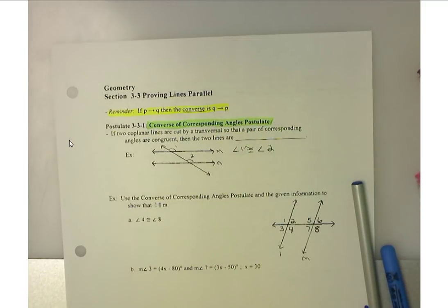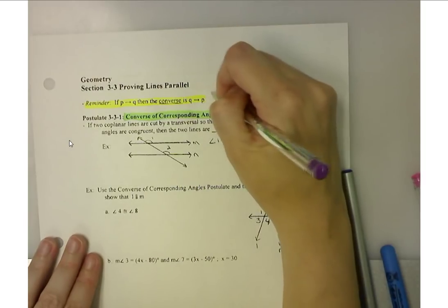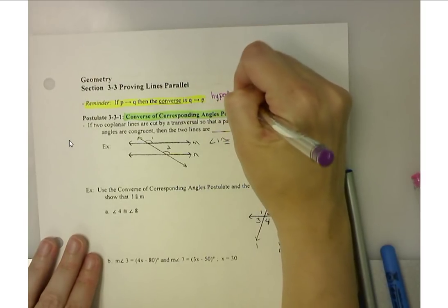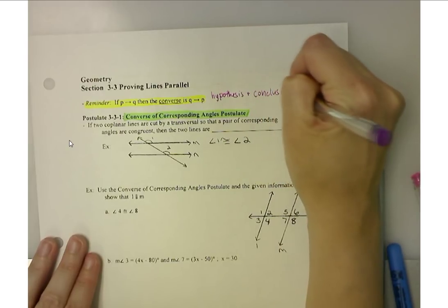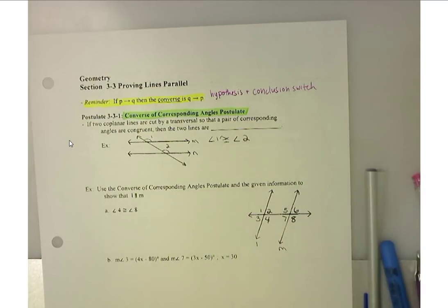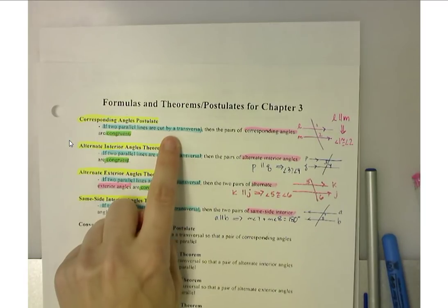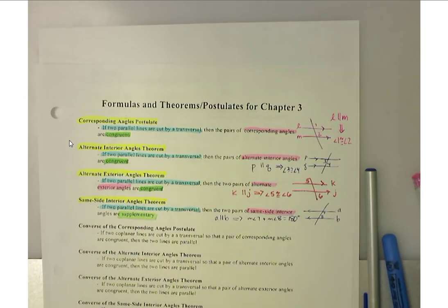Okay, so for the converse, let's also just write down that the hypothesis and conclusion switch. So this is why we went over our theorems. We highlighted the hypothesis in all of these, okay? And then we highlighted parts of the conclusion.